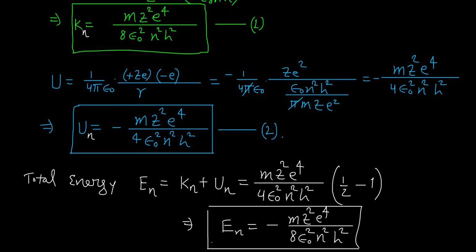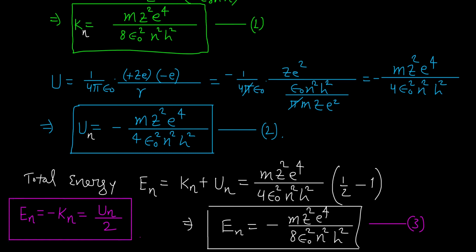So this way we got the expression for all three types of energy. One important thing to note is that if you compare equation 1, equation 2, and this equation 3 we have just derived, the total energy En is just equal to the kinetic energy if we ignore the minus sign. So En is equal to minus Kn. And comparing En and Un by equations 2 and 3, you see that here it is 4, here it is 8. So En is Un divided by 2. This is the relation between kinetic, potential, and total energy.